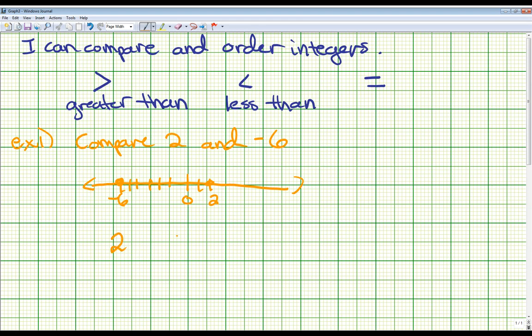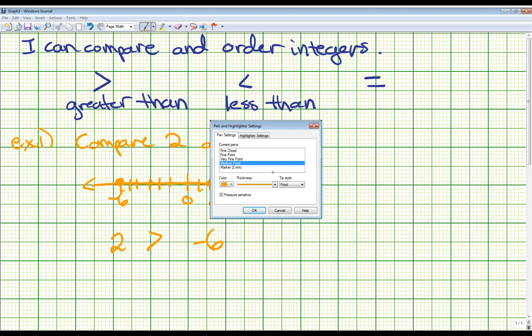So if I have my 2 and I have my -6, 2 is to the right farther than -6, and it's going to be greater. So we're going to use the greater than symbol in between. And that's it for example 1. Pretty simple. Next, we'll move on to example 2.